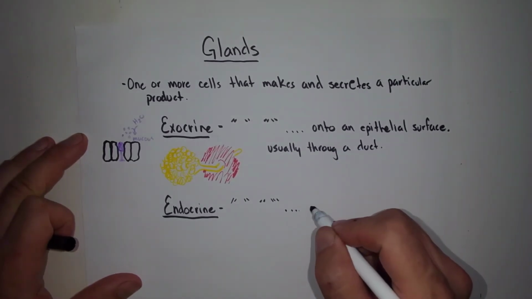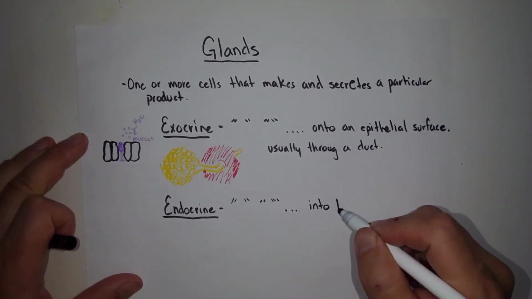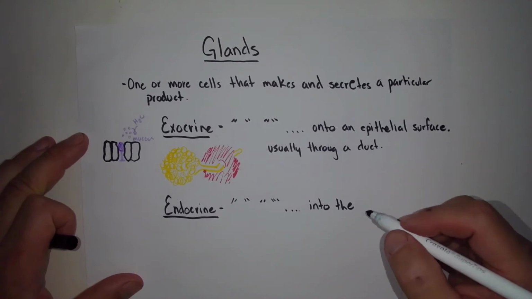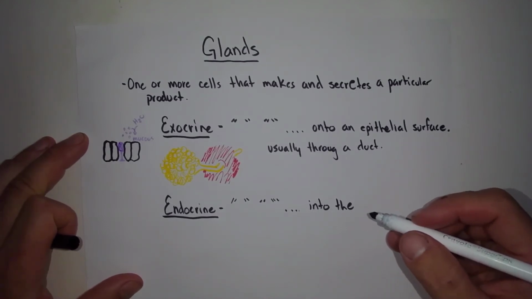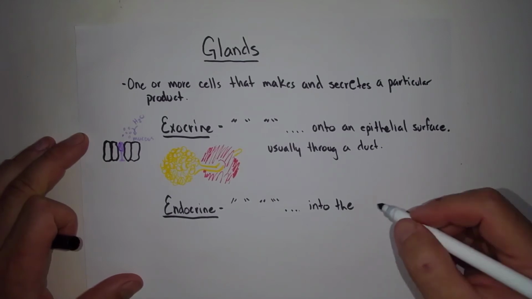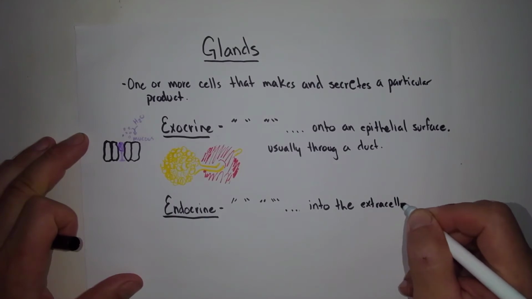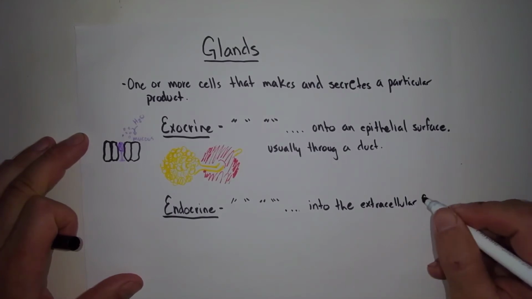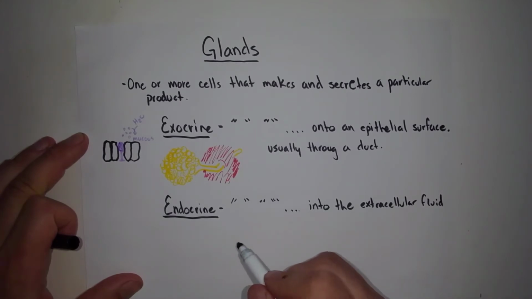These secrete it into the extracellular space, or we could say the surrounding fluid, the extracellular fluid. And after getting into the extracellular fluid, it's taken up by the lymphatic system or by the blood.